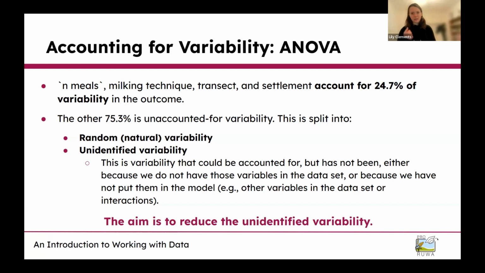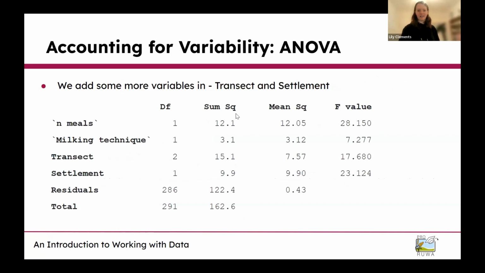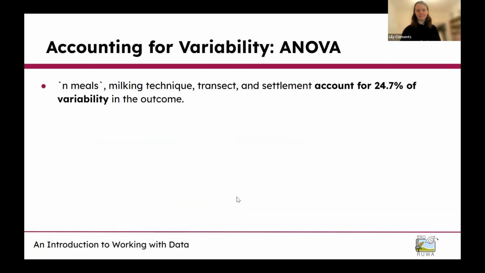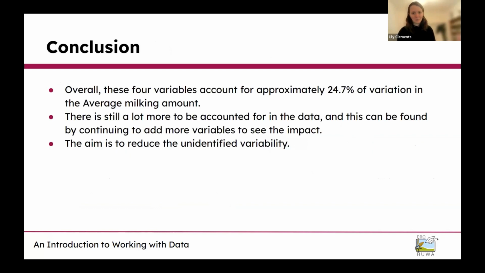The aim is to reduce the unidentified variability. The aim for statisticians, the aim for people using the data, is to reduce this amount of unidentified variability, to increase the amount that we've accounted for, to get these values large, and to get this residual sum of squares as small as we can. That's the aim. So we can continue to add variables to reduce the unidentified variability, but we won't here. But you can feel free to have a go at that and to see how close to 100% you can get.